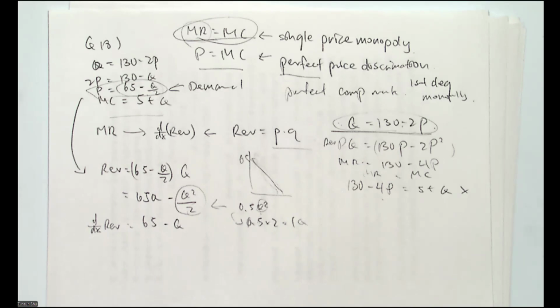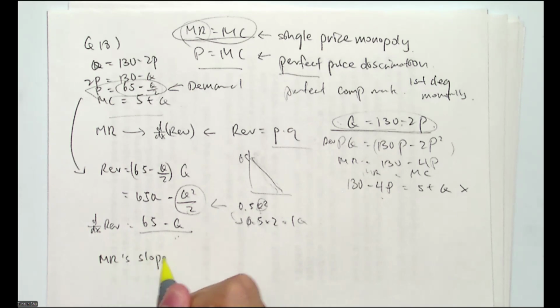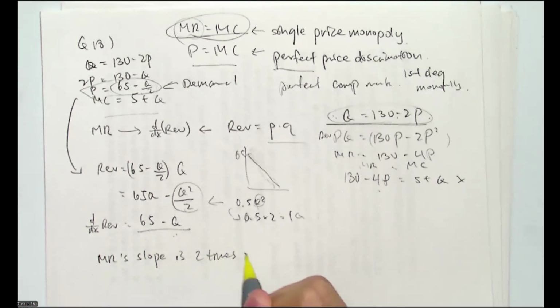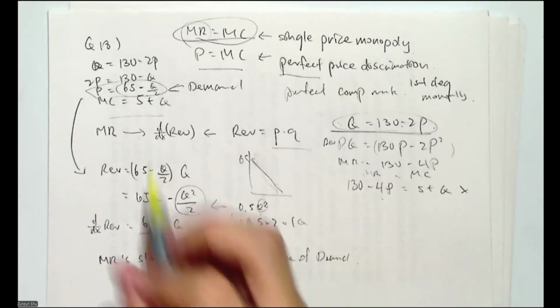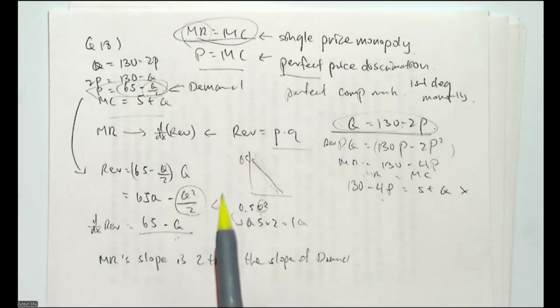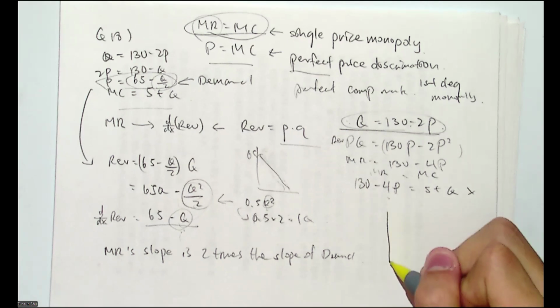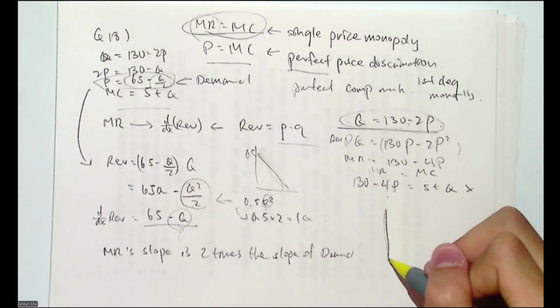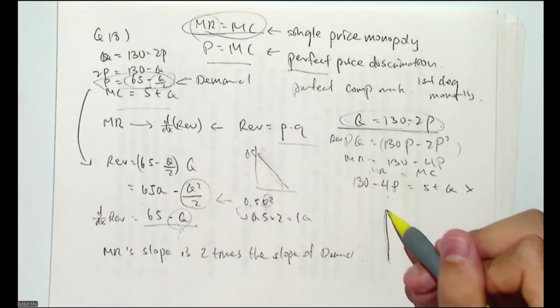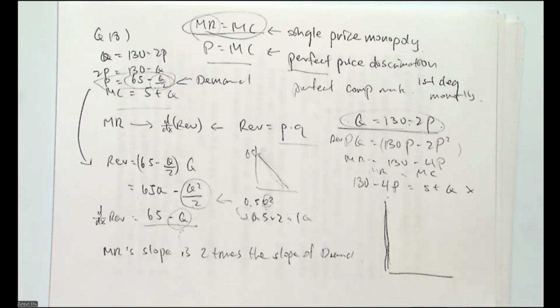So 65 minus Q. And also, in case you haven't realized, the slope of MR is 2 times the slope of demand. You see here the slope is a half, or Q over 2. Here the slope is 1, or 1Q. So now that we have this, we could try to merge them together, but I suggest you draw a graph first. It might help, it might not. But if you have 70 minutes on your exam and 20 questions, why don't you just draw it out? It's not going to hurt anything, really.